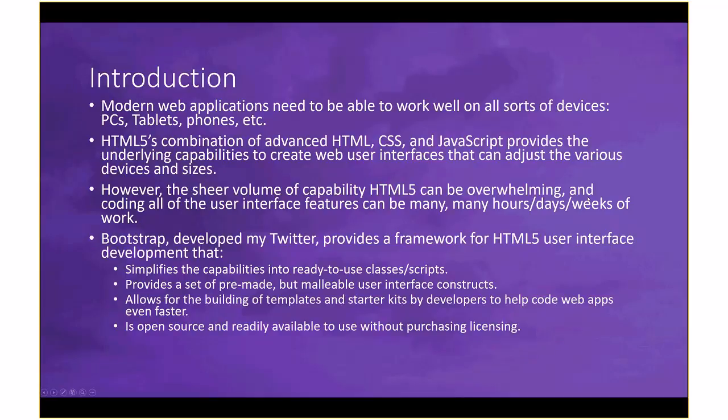By way of introduction, modern web applications need to be able to work on all sorts of devices: PCs, tablets, phones, and more. HTML5, which is the modern specification for building HTML web applications, is actually a combination of multiple things: HTML, the latest version of that, cascading style sheets, as well as JavaScript. These three things together provide the underlying capabilities to create web user interfaces that can run on just about any kind of browser or device.